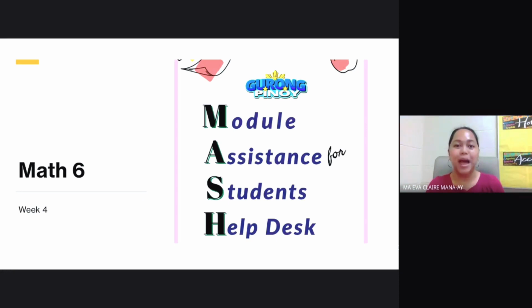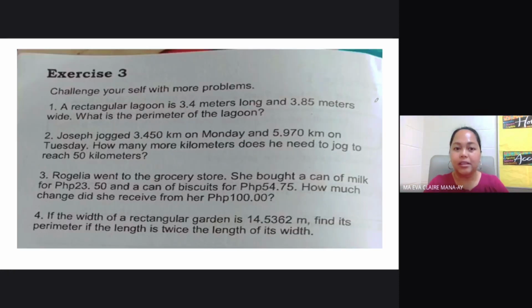In today's MASH, we are coming back with Math 6, Week 4. Now, Exercise 3, challenge yourself with more problems. A rectangular lagoon is 3.4 meters long and 3.85 meters wide. What is the perimeter of the lagoon?